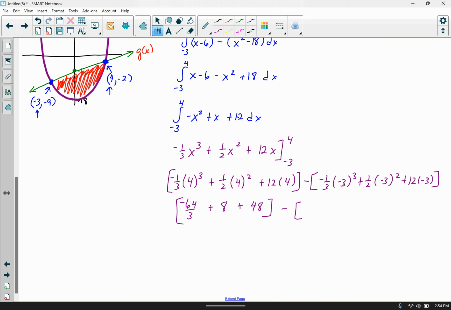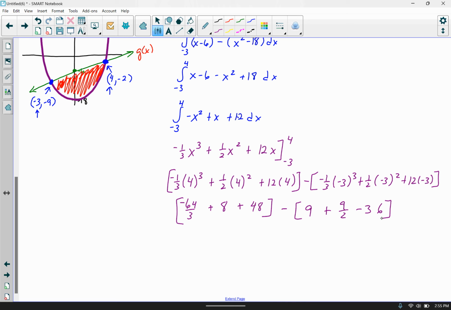All right, then come over here. Let's see, negative 3 cubed. That's going to give me a negative 27 divided by a negative 3. So 27 divided by 3 would give me a positive 9. Plus 3 squared is 9, so 9 halves, that middle term, minus 36.